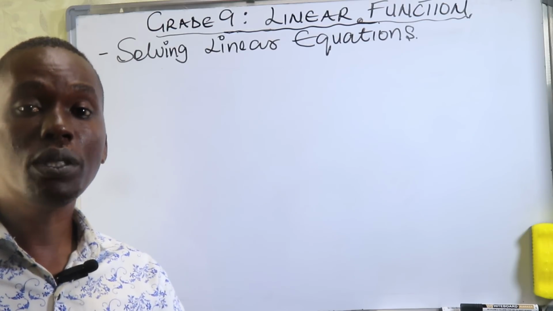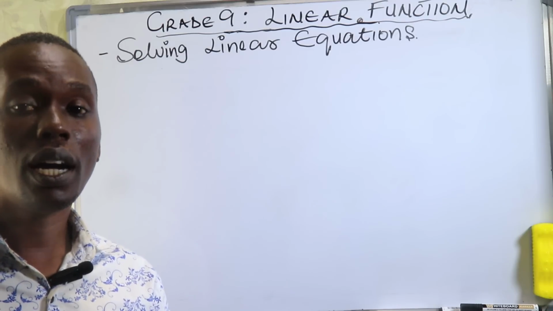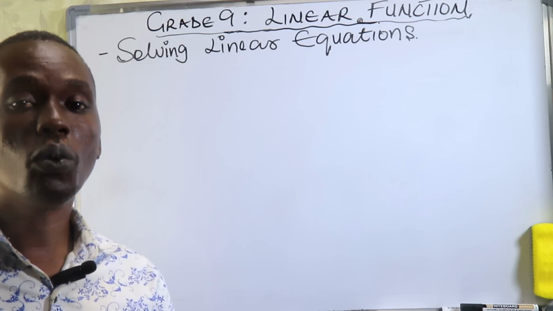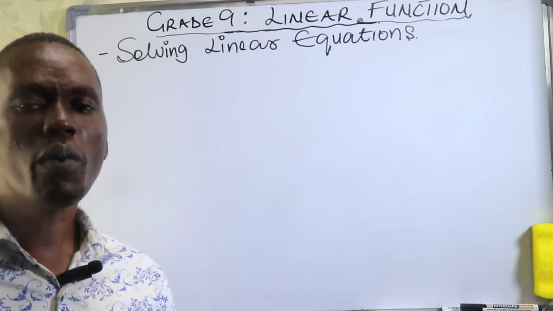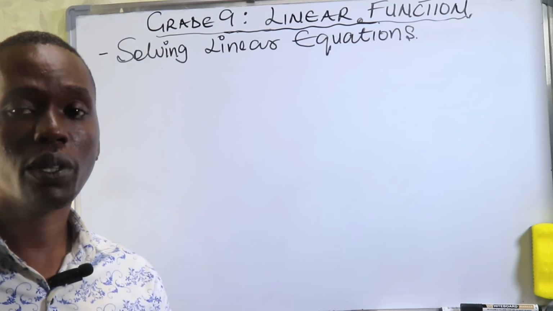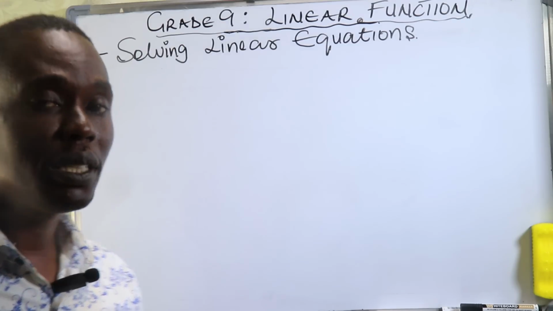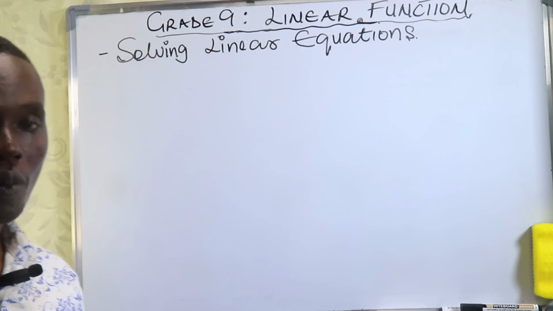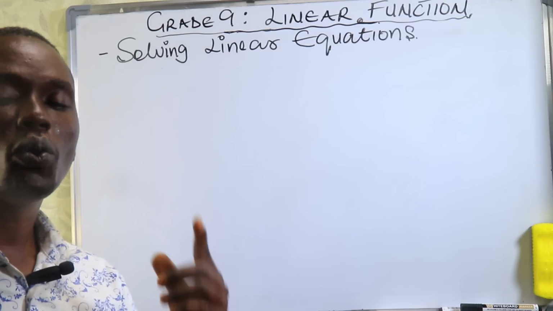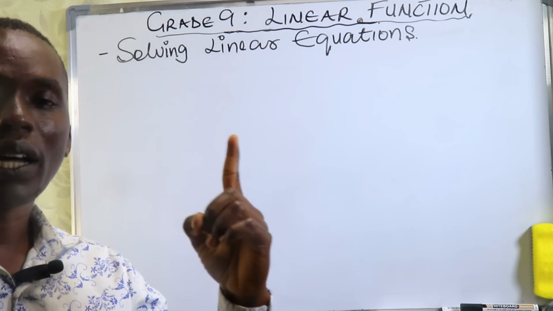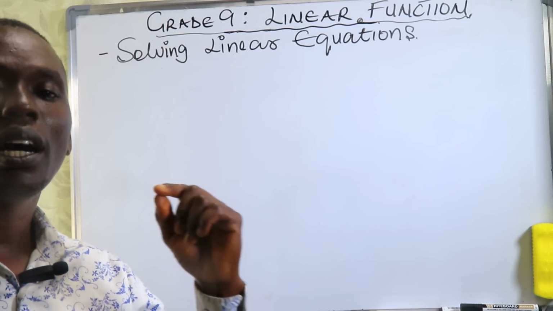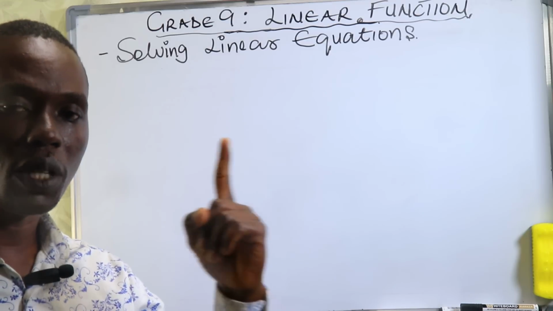Now, when we talk about solving a linear equation, a linear equation is a combination of an algebraic expression and an equal to symbol. When we have an algebraic expression with an equal to symbol, it is what we call a linear equation. And it has a degree of 1 and can be called a first degree equation.